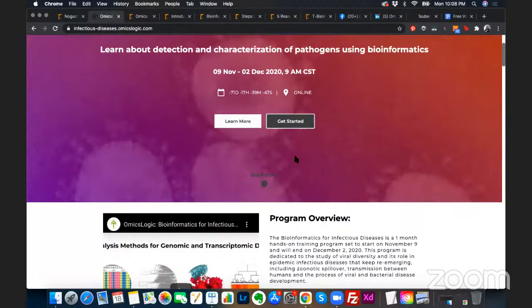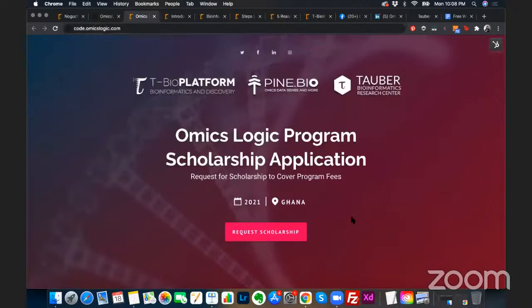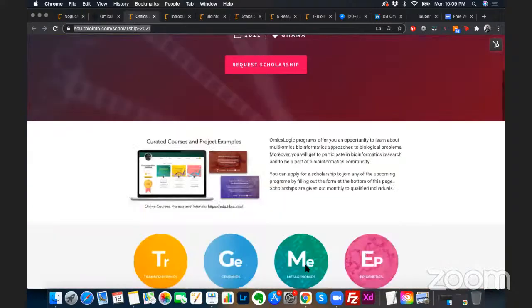For those in need of a scholarship, we have another page where you can actually talk about your scholarship. Okay, I'll post the link again. I'm sorry about this. The scholarship link is now in the chat box. If you're in need of a scholarship, please fill out the form at the bottom of this page.